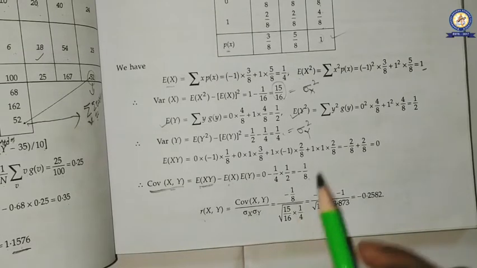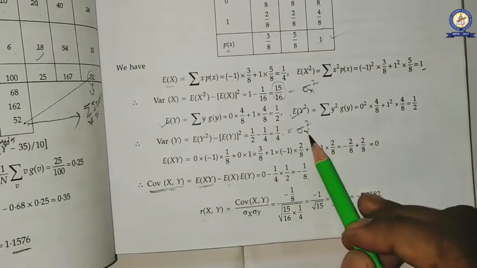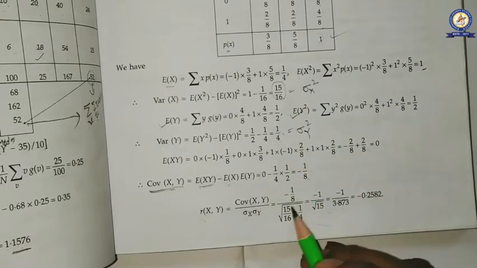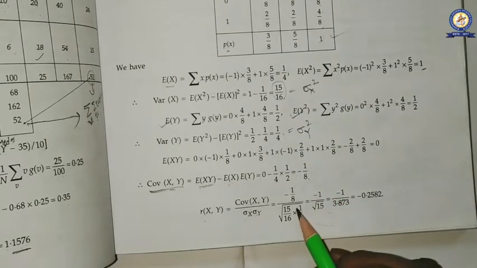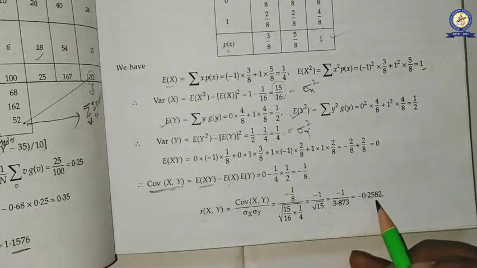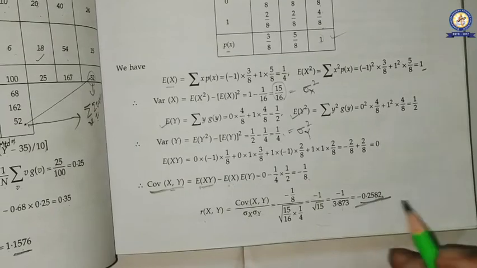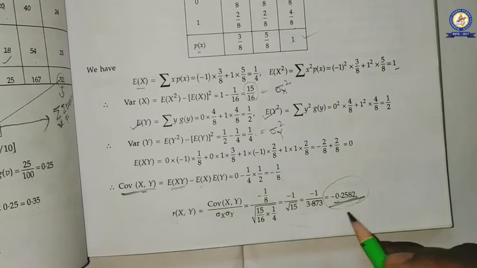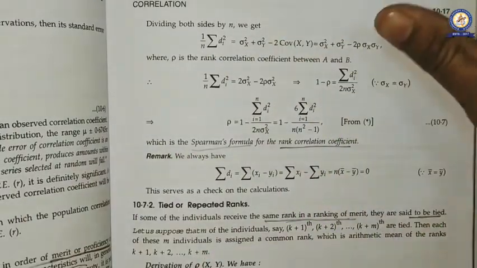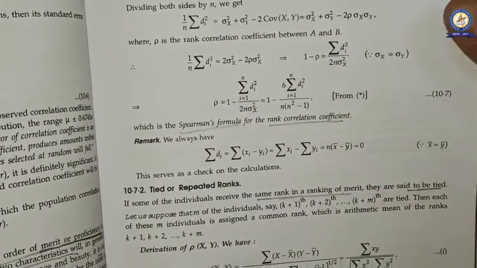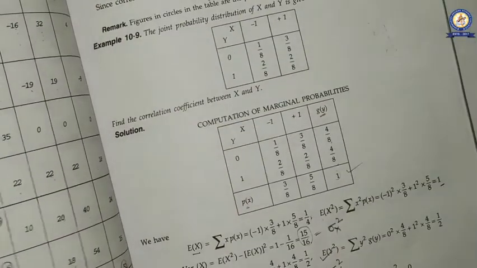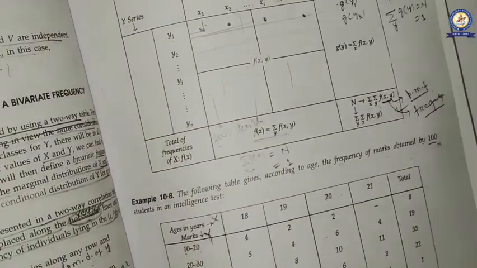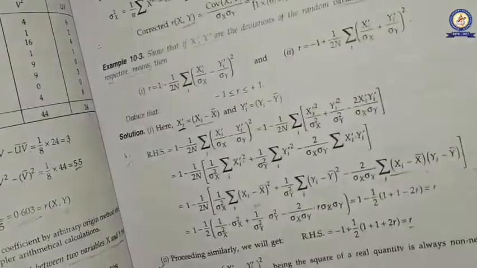So sigma x square equals 15 by 16, and sigma y square equals 1 by 4. So the root of 15 by 16 into 1 by 4; you have to calculate it. You can find minus 0.2582. This represents a negative value, meaning negative correlation between x and y. If x increases, y will decrease, and if x decreases, y will increase. So here we have completed all the probable questions belonging to Karl Pearson correlation coefficient.